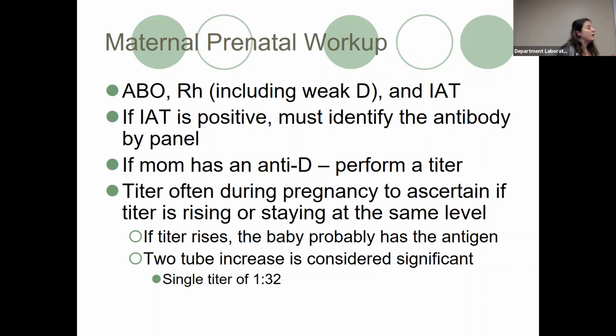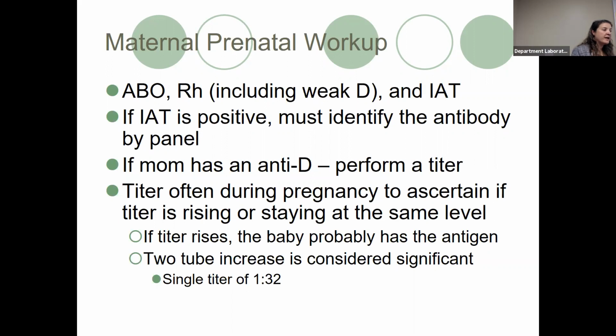And then we'll also do an IAT. If mom has an antibody, and it's an IgG antibody, it has the potential to cross the placenta if baby is antigen positive and attack baby cells. If that IAT is positive, we must identify that antibody. And if it's an IgG antibody, we will titer it, and then we will follow mom.